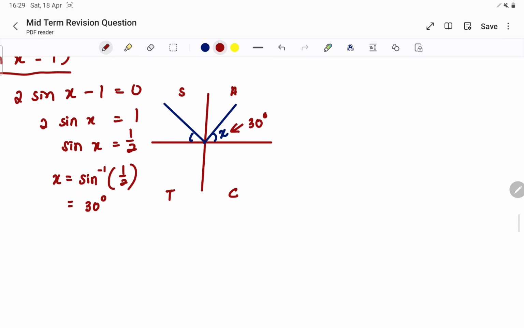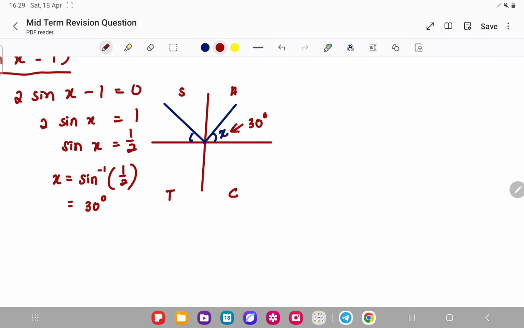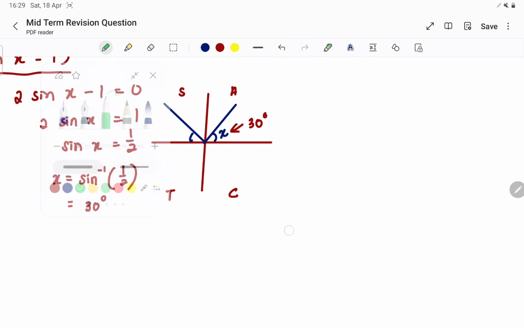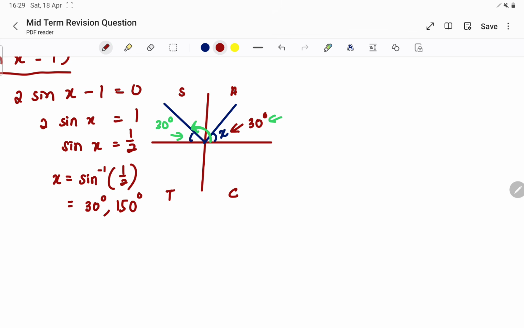Okay, another one that we have to find also is the angle starting from the x-axis until this line. So how to get this? Since we know that this one is 30 degrees, by right this side is also 30 degrees. So by right, if we already know that this side is 30 degrees, starting from here until here, it is 180 minus 30 degrees, where you're going to get 150 degrees. Okay, so another answer here will be 150 degrees.